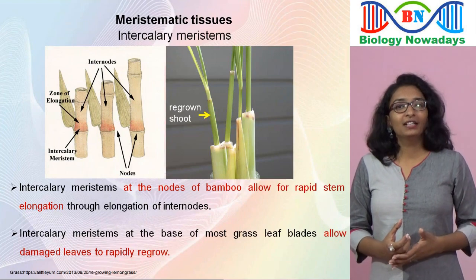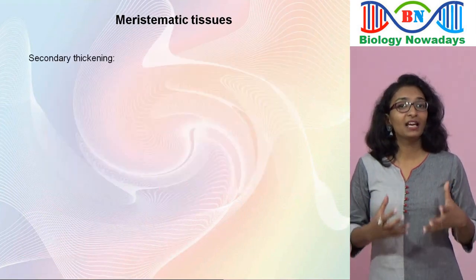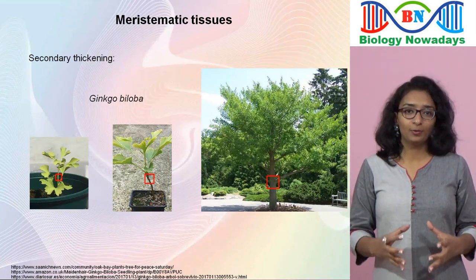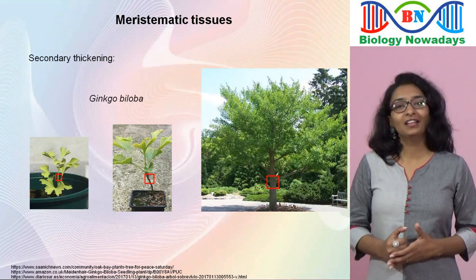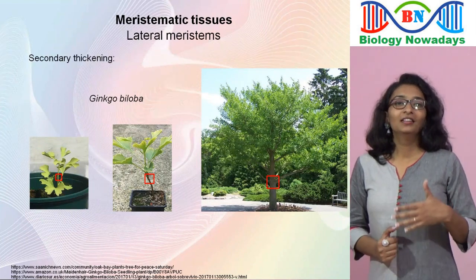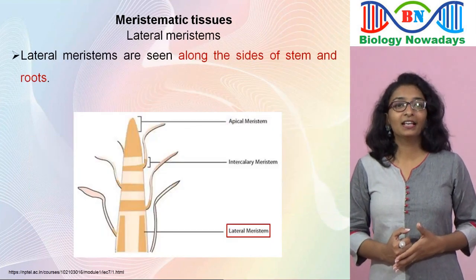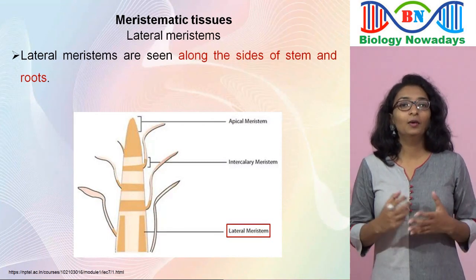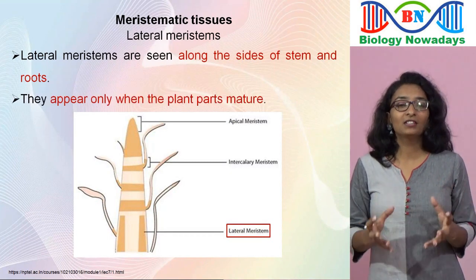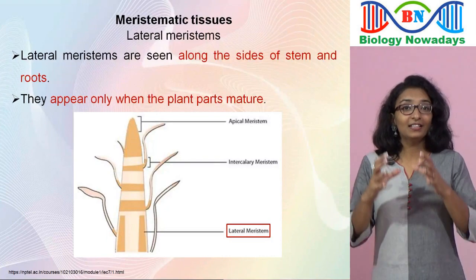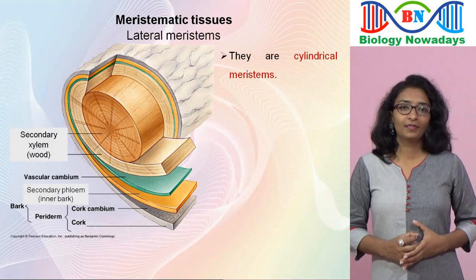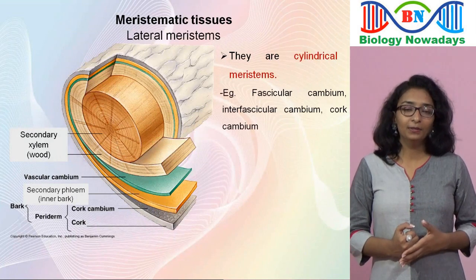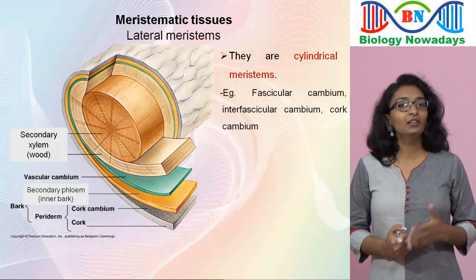You must have noted that many plants like gymnosperms and dicots show increase in thickness after a short period of their growth. This is due to the lateral meristems. Lateral meristems are the meristems that are present along the sides of the stem and roots. They appear only when plant parts mature. They are cylindrical meristems. Examples for this kind of meristems are the fascicular cambium, interfascicular cambium and cork cambium.